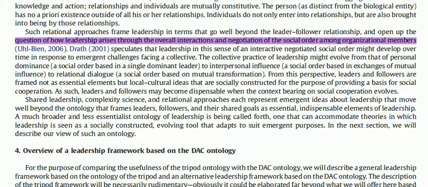So the relational approach that they're taking here opens up the question of how leadership arises through the overall interactions and negotiation of social order among organisational members.